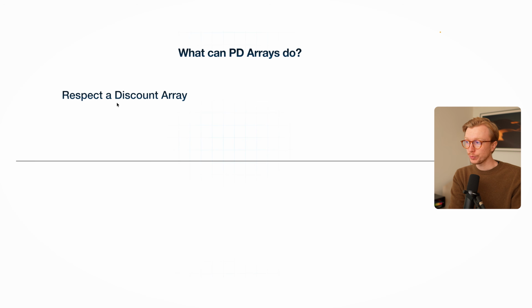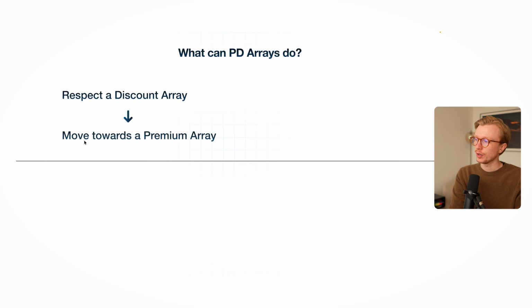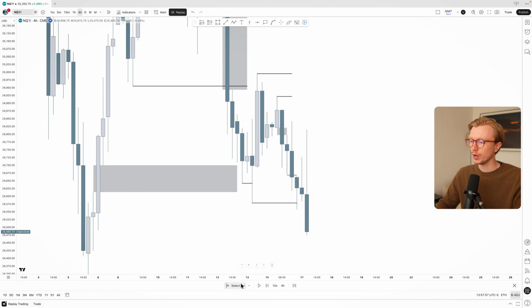Okay, when we trade back into a discount array, those are the bullish variants. That's a swing low, that's a bullish fair value gap, that's a bullish order block. When we respect a discount array, what we can expect next is that we move towards a premium array. This is, for example, what we saw in this price action.